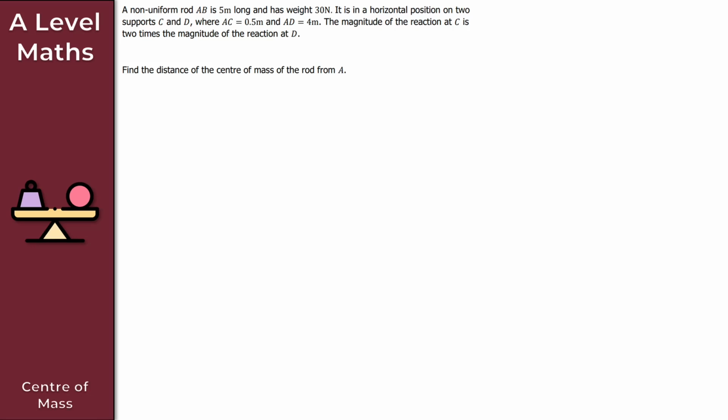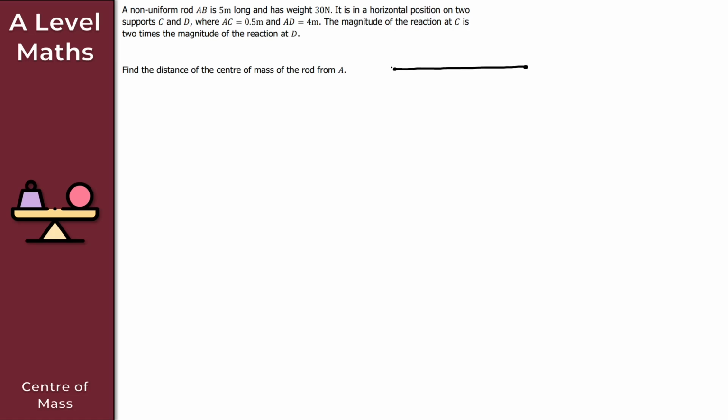We're then told that the magnitude of the reaction at C is 2 times the magnitude of the reaction at D. The question then wants us to find the distance of the centre of mass of the rod from A. As we can see, we don't have a diagram for this question. So the first thing that we're going to quickly do is just draw our own diagram. Now, it doesn't have to be perfect, by the way. My art skills do leave much to be desired, but I'll give it a go.